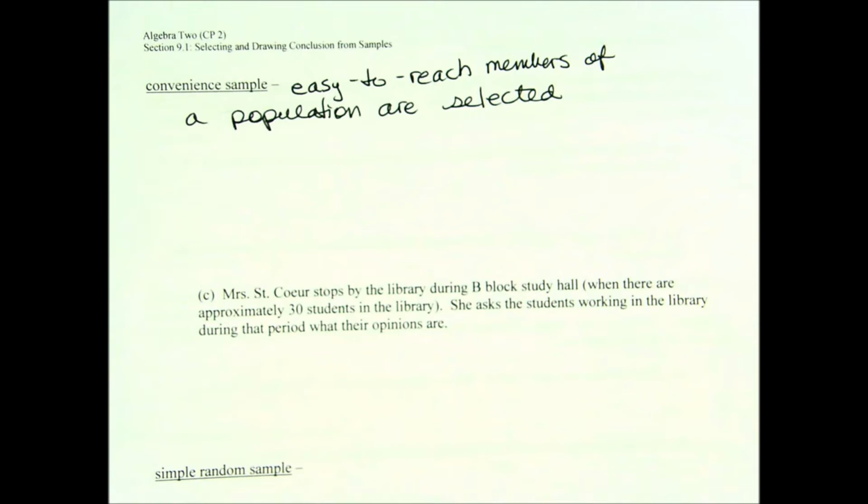We want a sample that really represents everyone in the population evenly. Convenience sample would not be a way to do that. But it's an easy way to collect data. Go to something that's already there and ask the people who are already there.